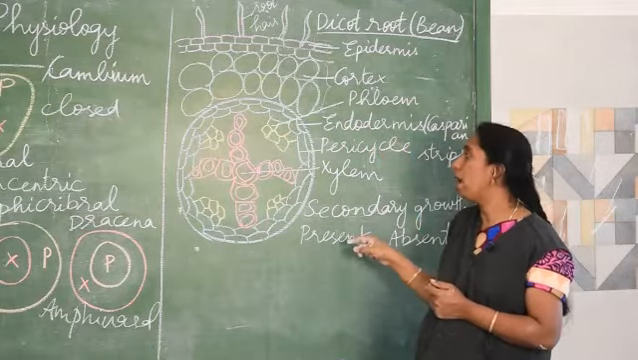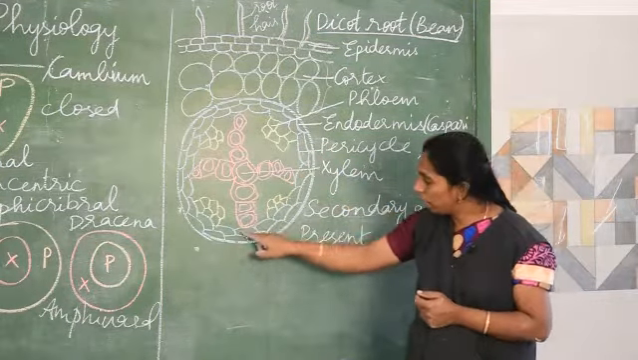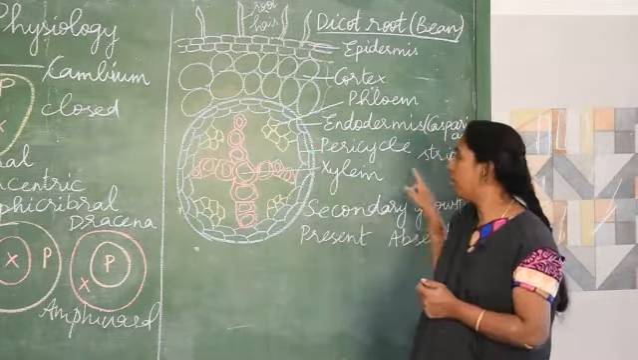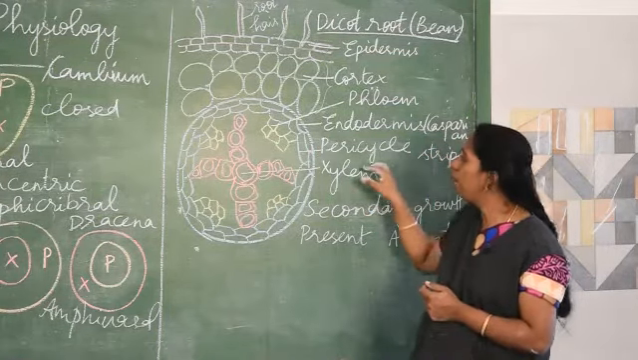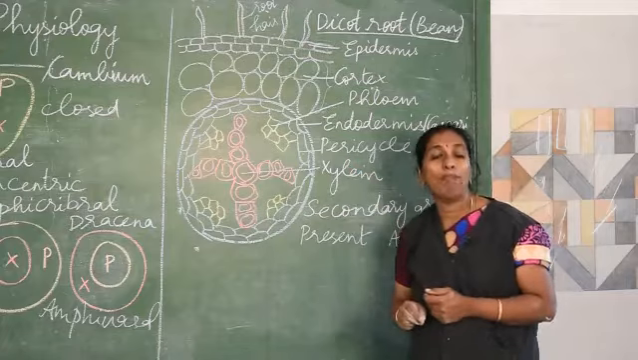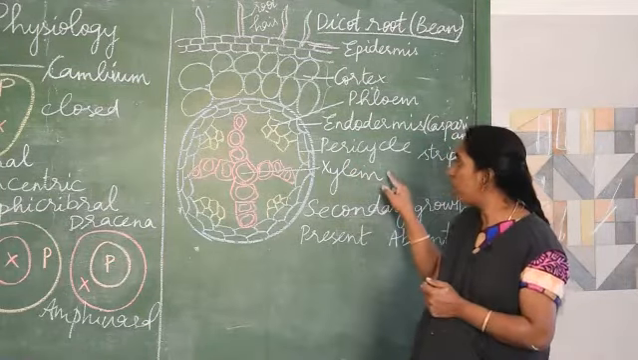The next one is pericycle. Surrounding the endodermis is the next layer, pericycle, and this pericycle will help in the development of lateral roots.